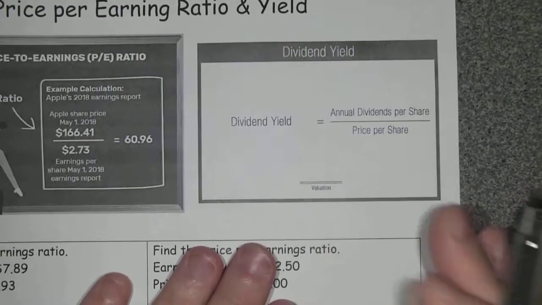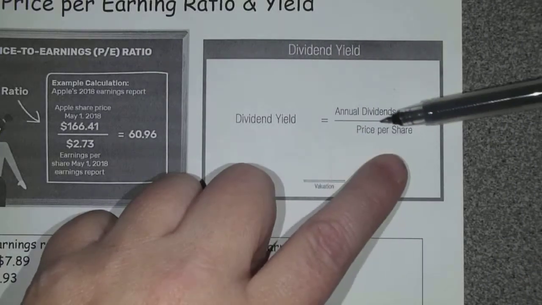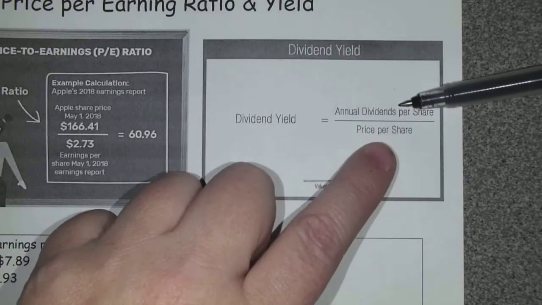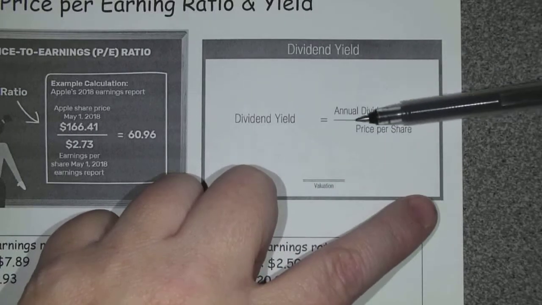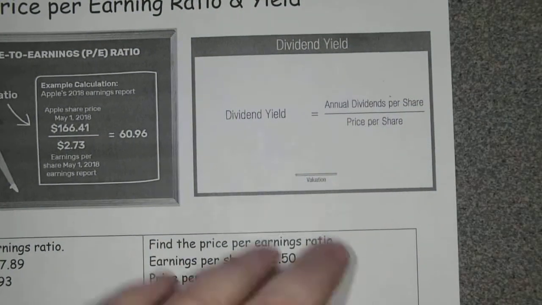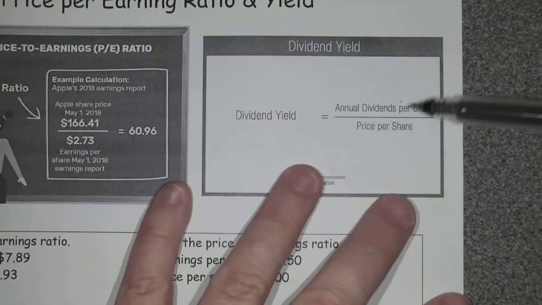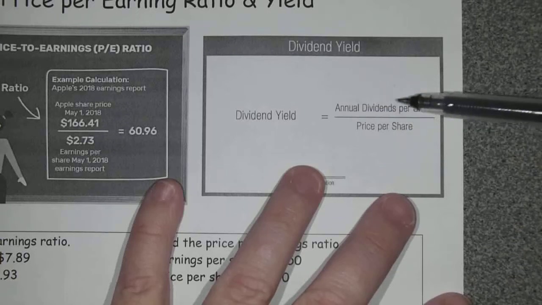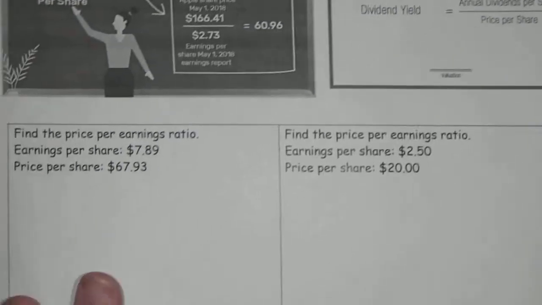The second formula is for yield, and yield is the annual dividend, and dividends are always given annually unless it says otherwise. So the number that we are given for the dividend divided by the price per share. This would give us a percent. It's going to be a decimal number, but we could change it to a percent by moving the decimal point 2 places. Today we're going to do some simple problems using either of those formulas and just doing a little bit of math with it.